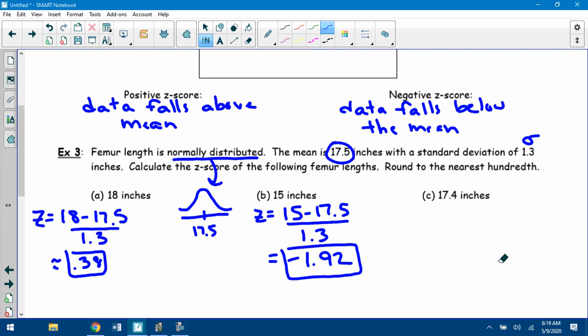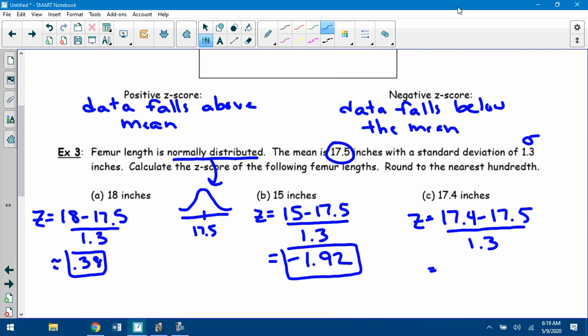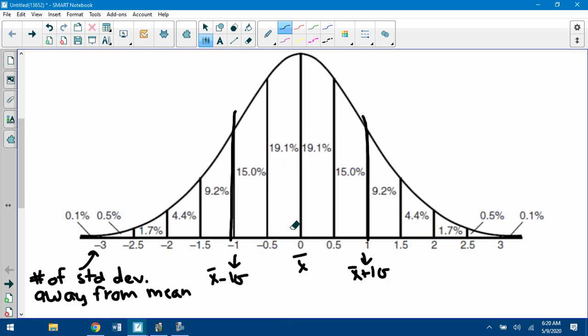17.4 inches, well, that's really close to the mean, so I'd expect that to be in the middle, but a little bit below. So I'm going to get a negative z-score out. The top is going to be negative 0.1, divided by 1.3, has a z-score of negative 0.08. So that tells you you're almost in the center. 17.4 inches would be a pretty typical value to get.